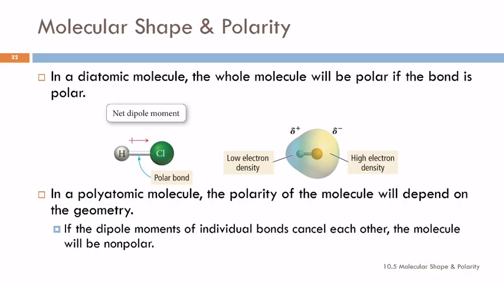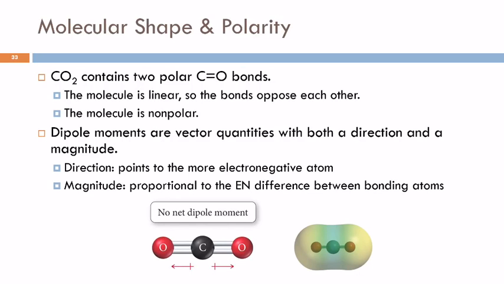When you have more than two atoms, a polyatomic molecule, then determining whether the molecule is polar or not is a little more complicated. The polarity depends on the geometry and, of course, on whether there are polar bonds. So we'll look at the polar bonds and see whether they cancel each other out or not in the polarities.